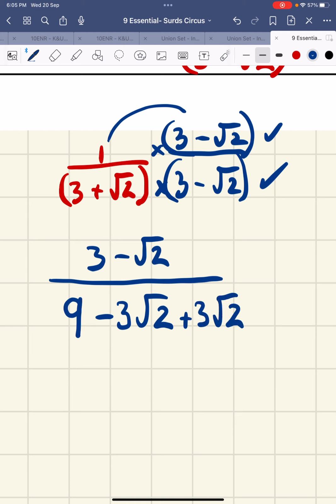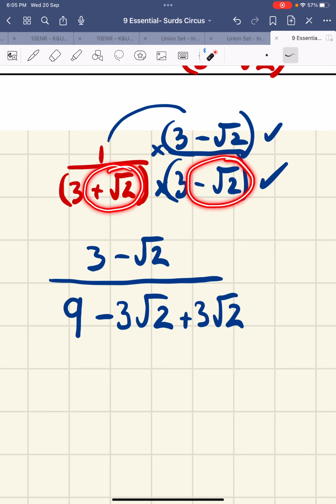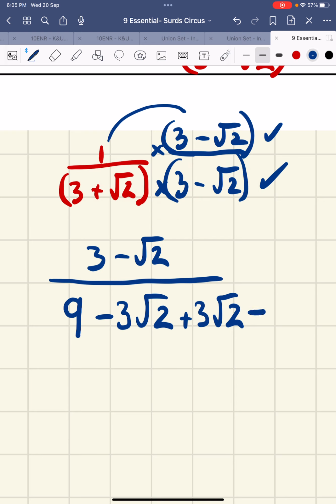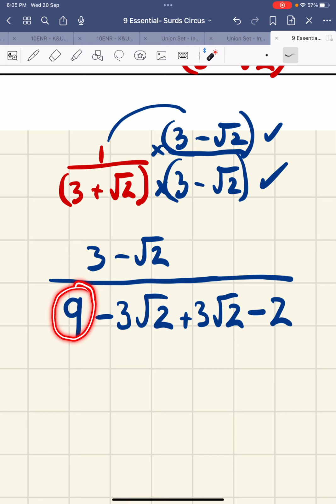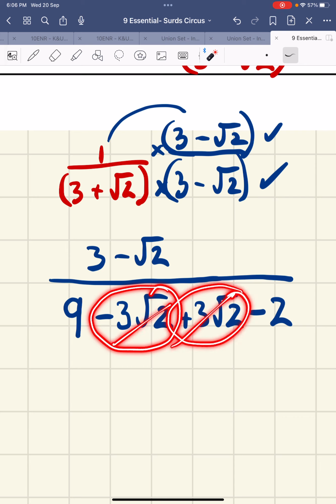And the final stage is the positive times the negative. Positive root 2 times by the negative root 2. Now that's going to be a negative overall. Root 2 times root 2 is 2. So look what's happened. As we scroll through here, the 9 will combine with the 2 here. 9 minus 2 is 7. And look at this. We've got 3 root 2 minus 3 root 2, or negative 3 root 2 plus 3 root 2. That cancels each other out.